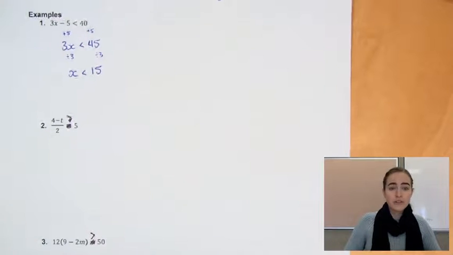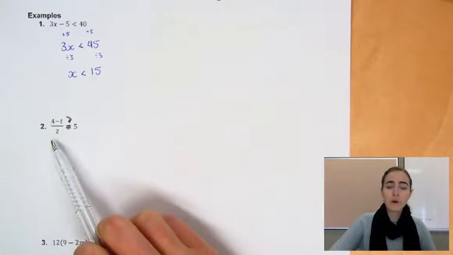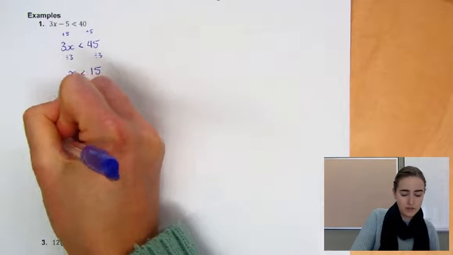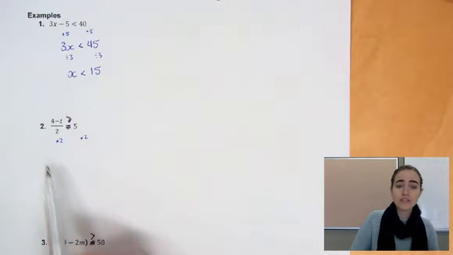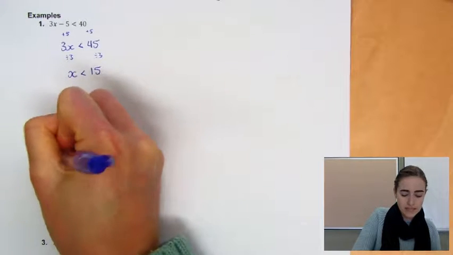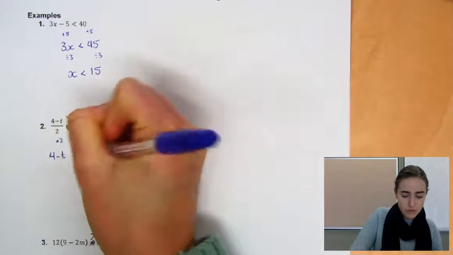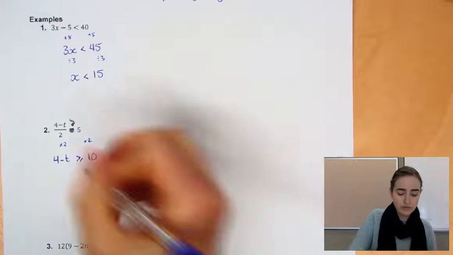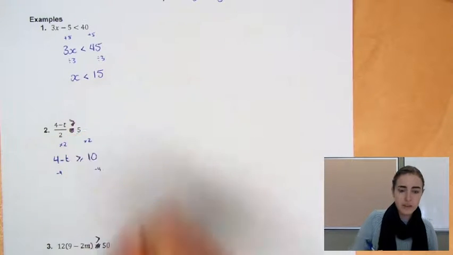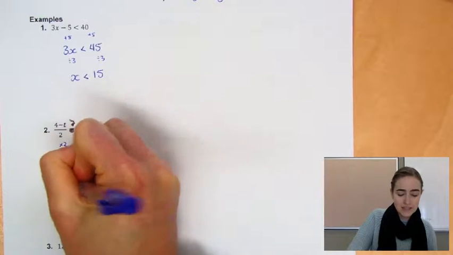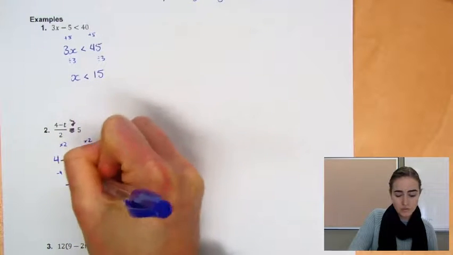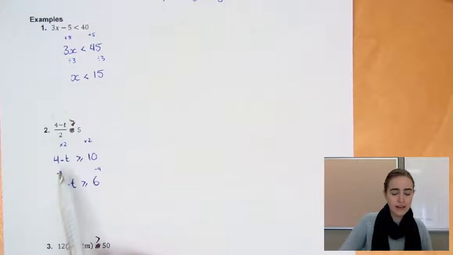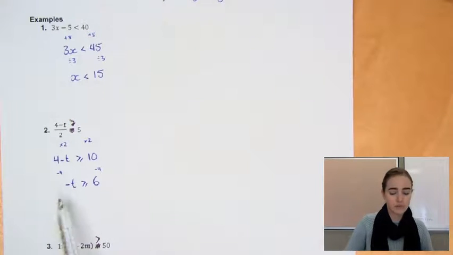Alright, so to solve this one, we're going to multiply both sides of that equation by 2. That's going to leave us on the left-hand side with 4 minus t is greater than or equal to 10. To get rid of that 4, we're then going to have to subtract 4 from both sides. And we'll end up with minus t is greater than or equal to 6. So that negative was attached to the t, not to the 4.